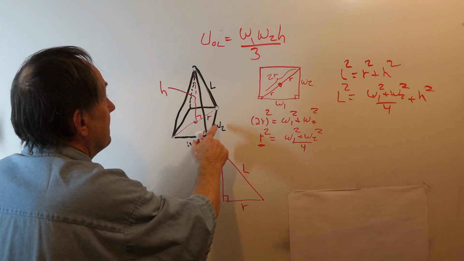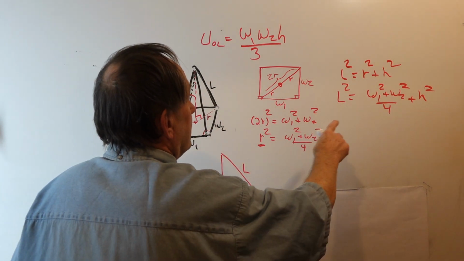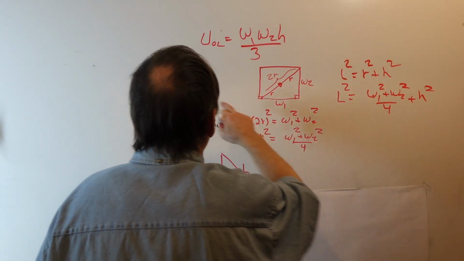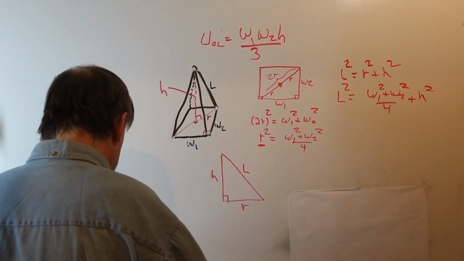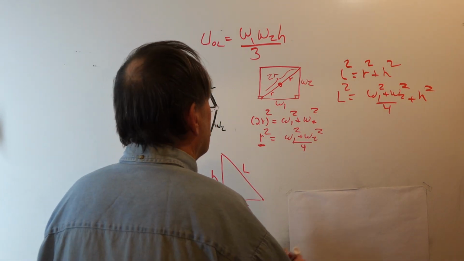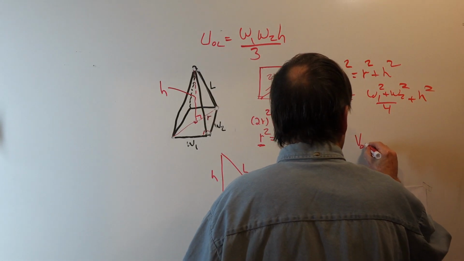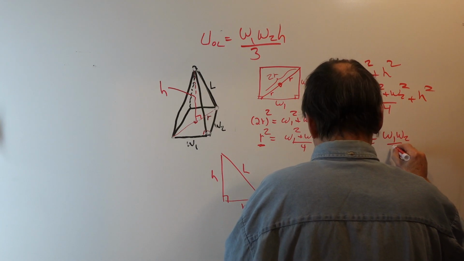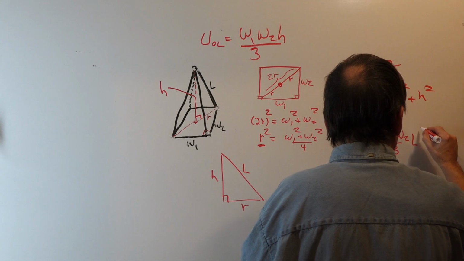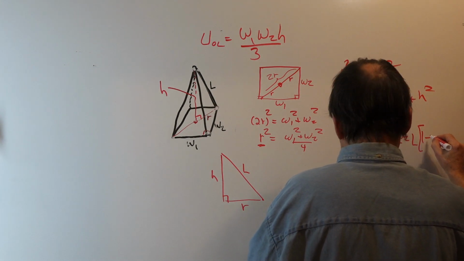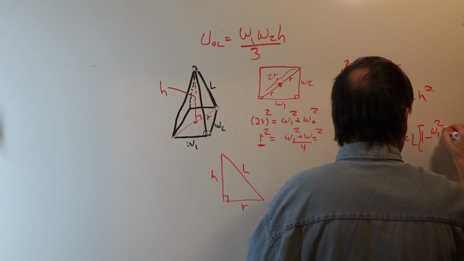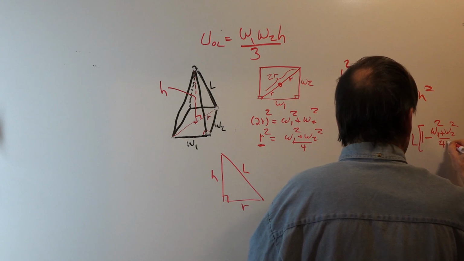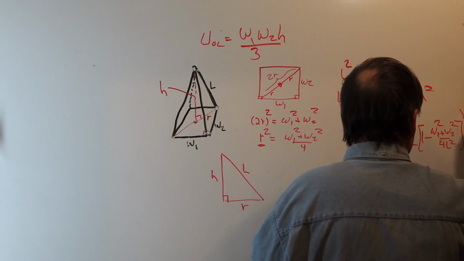So we have W1, we have W2. We can solve for h in this equation and put it in, and then we'll have the volume in terms of the side lengths. And if we do that, the volume of the pyramid works out to W1 times W2 over 3 times L times the square root of 1 minus (W1 squared plus W2 squared) over 4 L squared.